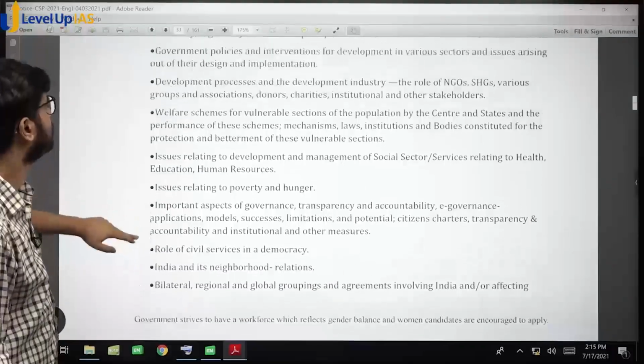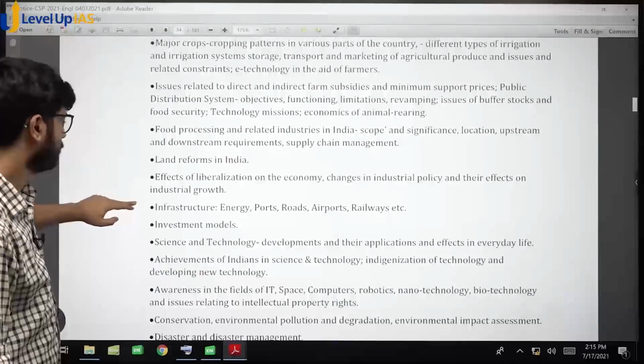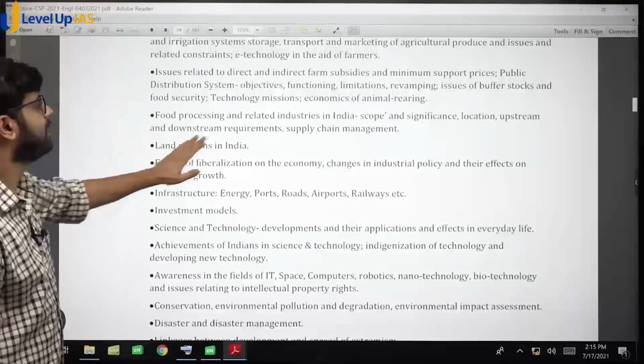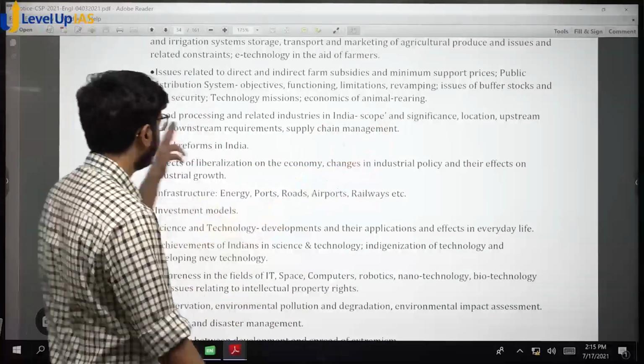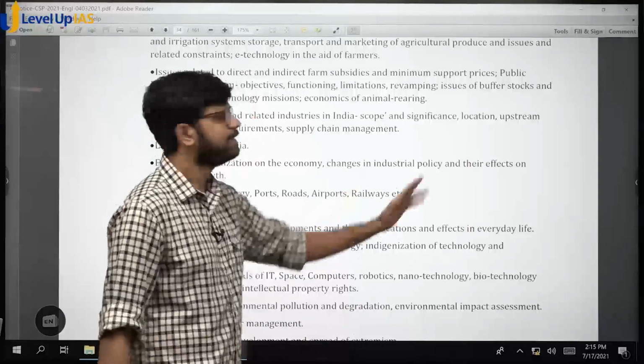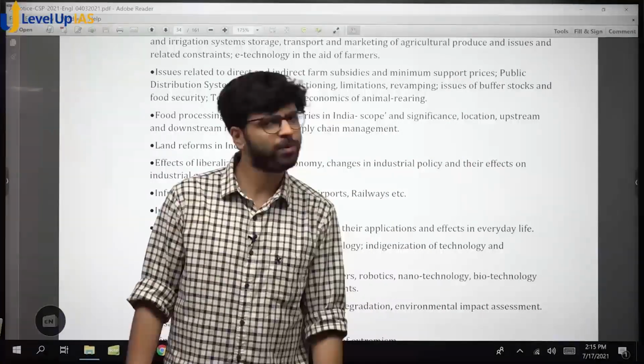Where did point 6 go? So, food processing and related industries in India, what is their scope, what is their significance? This is school level, okay? The first part is school level. Second, we go a little bit deeper, where are they located? The answer is they are located everywhere, to be very honest.